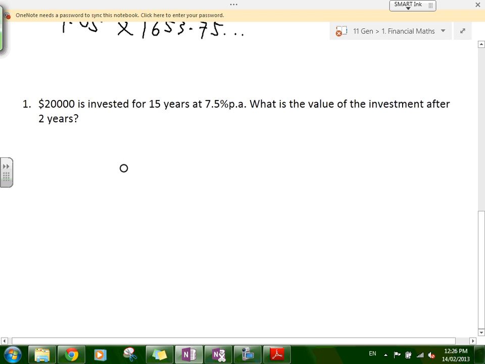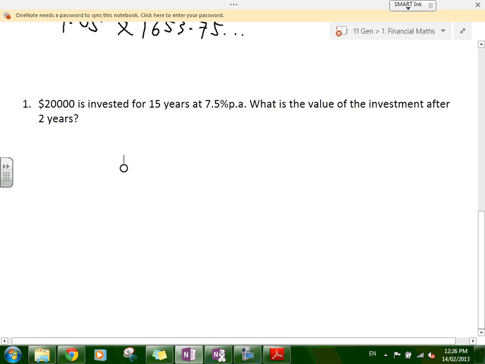Over 100,000 years, you would have billions of dollars. So probably so much income. Okay, $20,000 is invested for 15 years at 7.5% per annum. What is the value of the investment after 2 years?